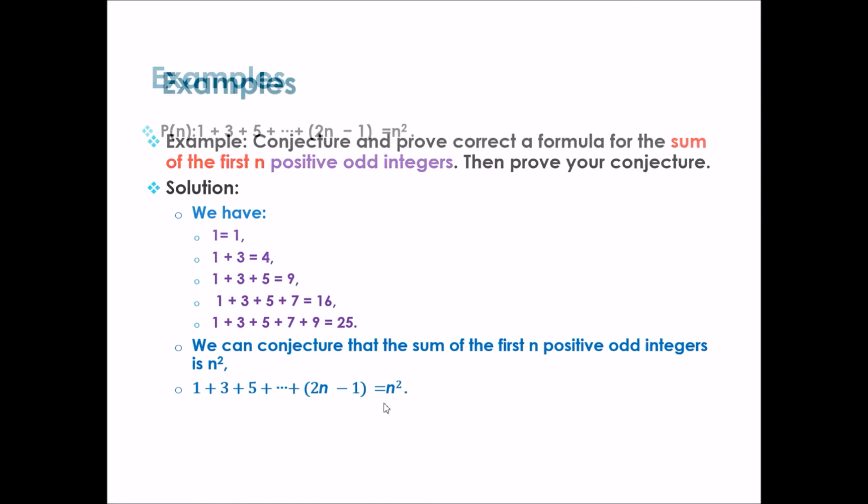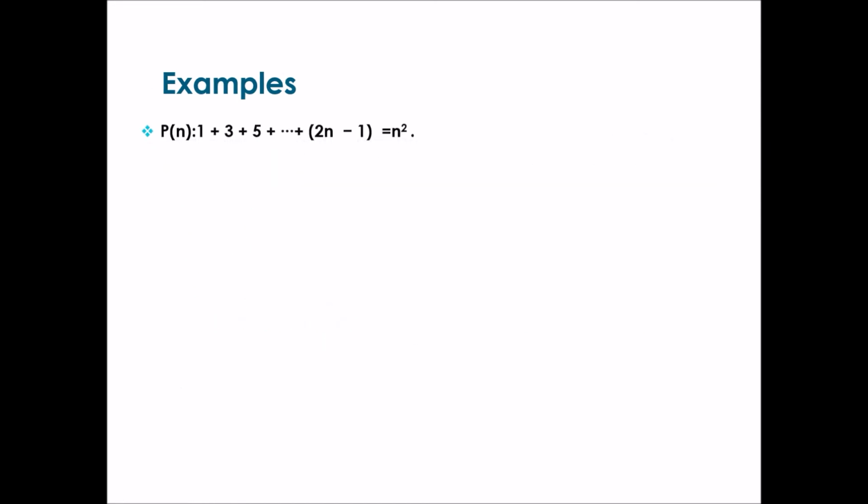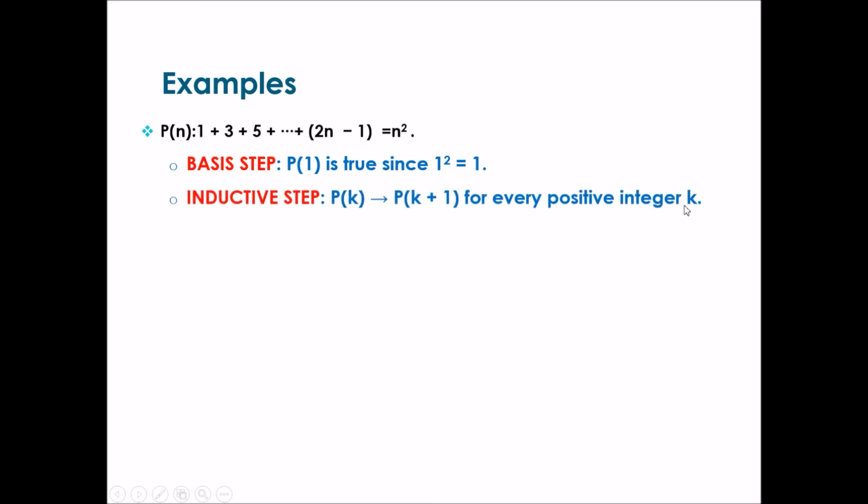So let's prove this by using mathematical induction. In this case, our Pn is 1 plus 3 plus 5 up till 2n minus 1 is equal to n square. And in order to prove P1 is true, we just consider the statement for n is equal to 1. So the left hand side becomes 1 because the number of odd integers in this case is 1, and the right hand side is 1 square. So 1 square is equal to 1. P1 is true.